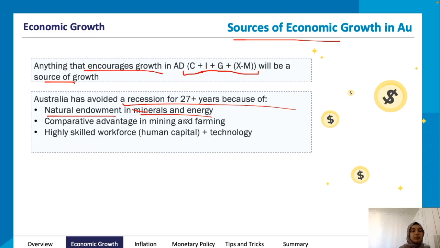So we have a lot of people that are very highly skilled. They go into tertiary education, or they have some sort of education or unique skill set that they can utilize in a job, and we also have quite good technology. So we have a whole range of different factors that help our economy do well, and these are some of the factors that have helped us avoid a recession as a country.